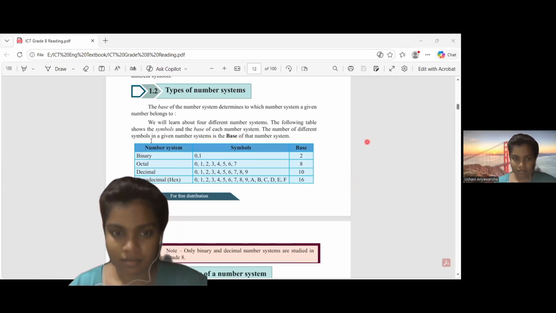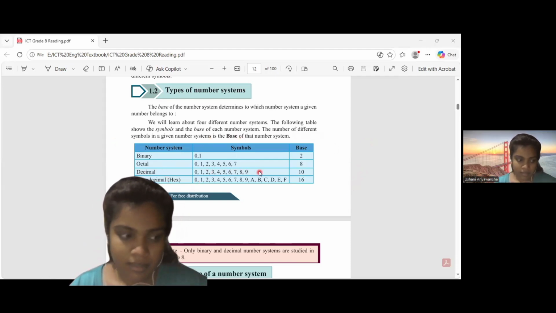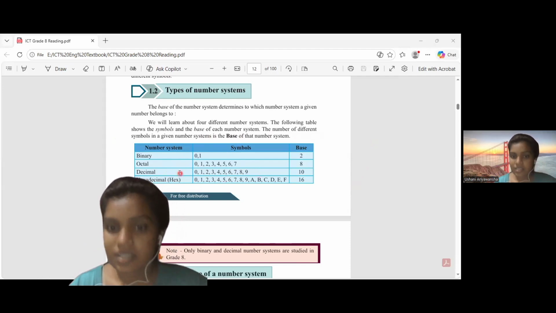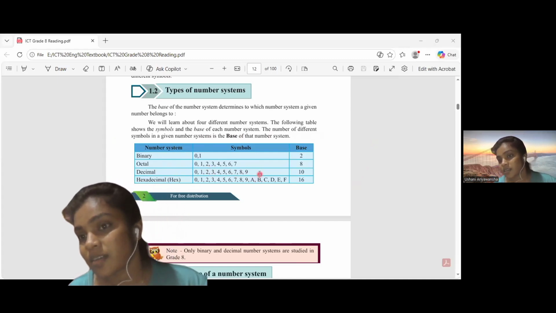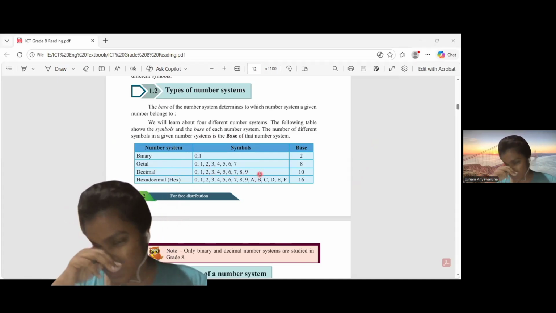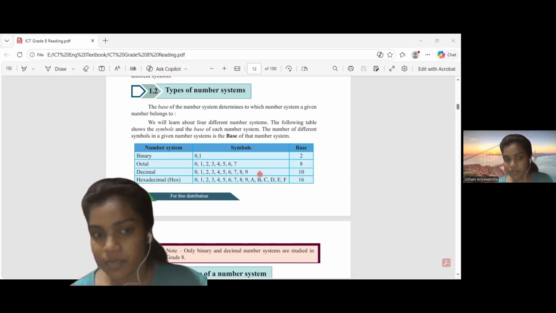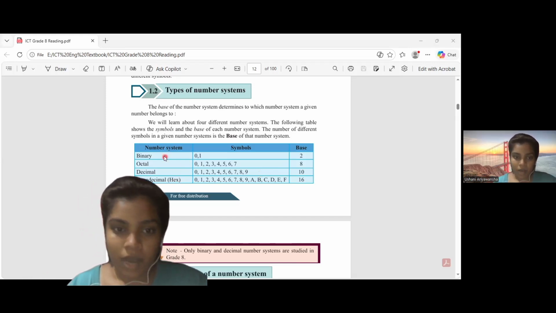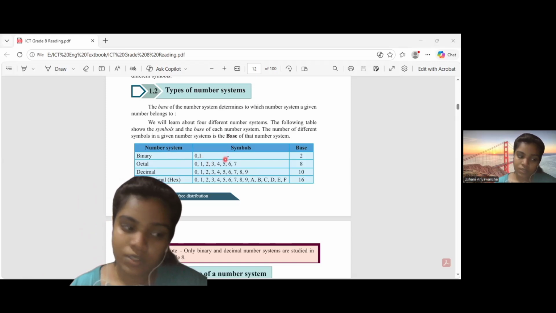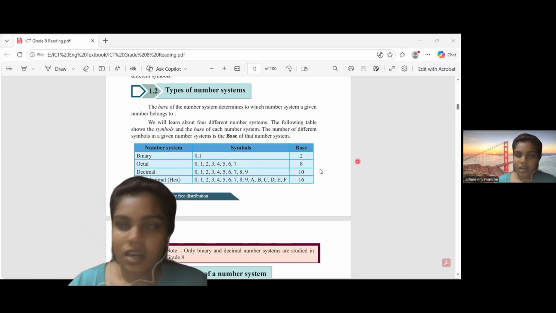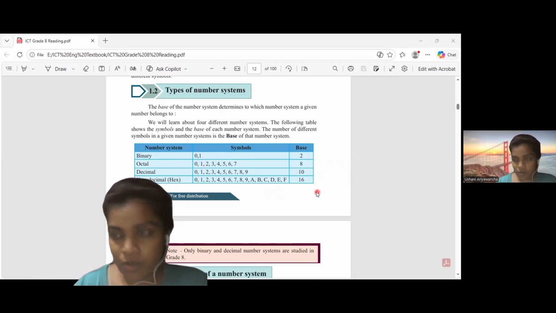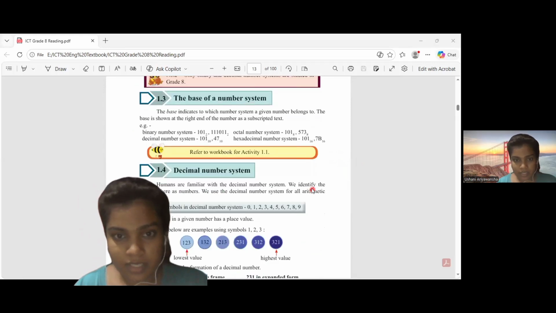Simply, the decimal number system has 10 symbols, 0 to 9. The decimal number system is what humans use for calculations. The binary number system has only two symbols, 0 and 1. It is what computers use, all right? So, now let's have a quick review about the decimal number system.